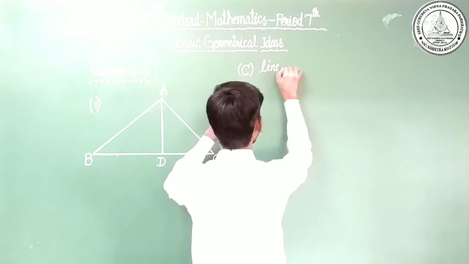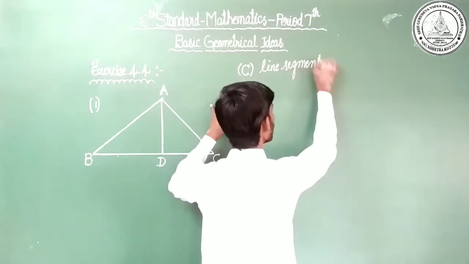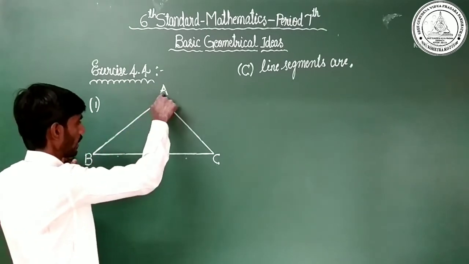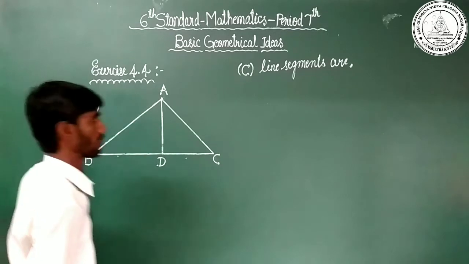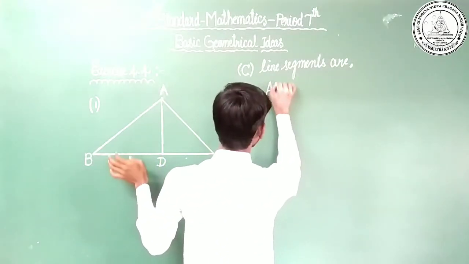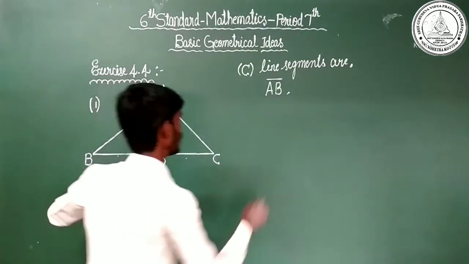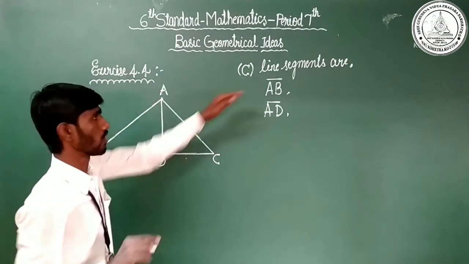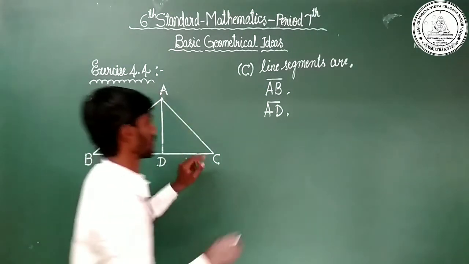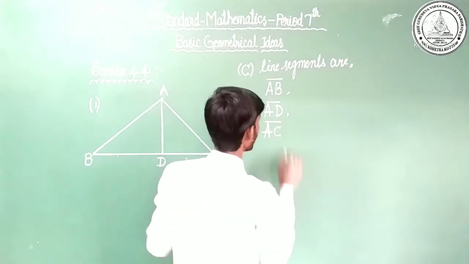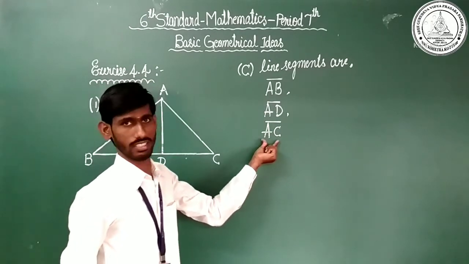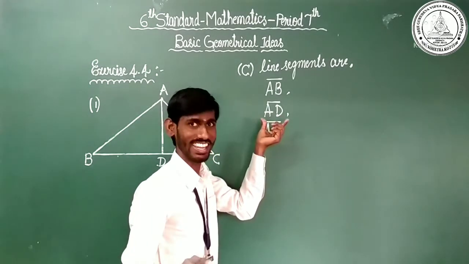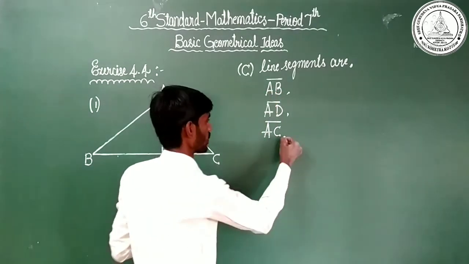The 6 line segments are: AB is one line segment, AD is another line segment, AC is the third line segment. AB, AD, AC. Your handwriting should be very clean. Write one below the other. And don't forget to put a line over the given 2 letters, because this line indicates a line segment. AC is a line segment, AD is a line segment, AB is a line segment. Three line segments are clear.